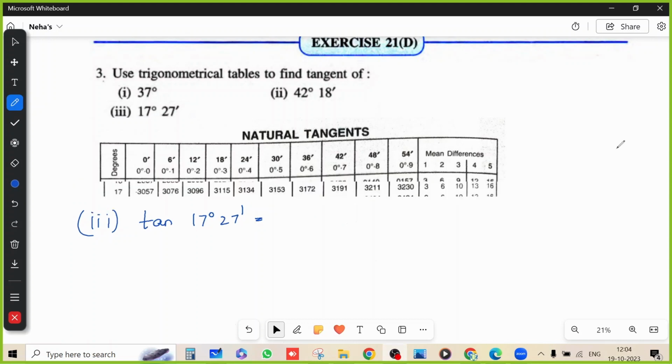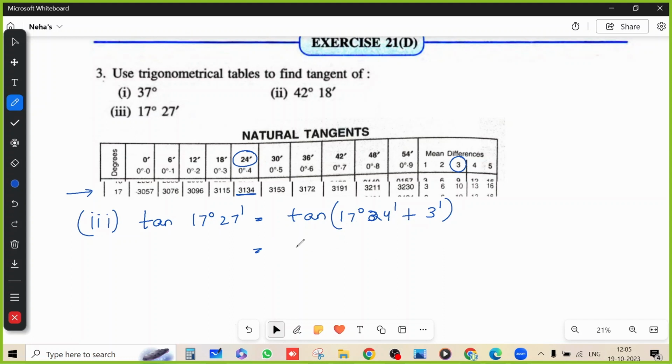The next question is tan 17 degree 27 minute. For this we will refer to the row 17 degrees. Now here you can see 27 minute is not given to us. The value that is just lesser than 27 minute is 24 minute, and the gap between 27 minute and 24 minute is 3 minute. We will use the values from these two columns. This can be written as tan 17 degree 24 minute plus 3 minute.